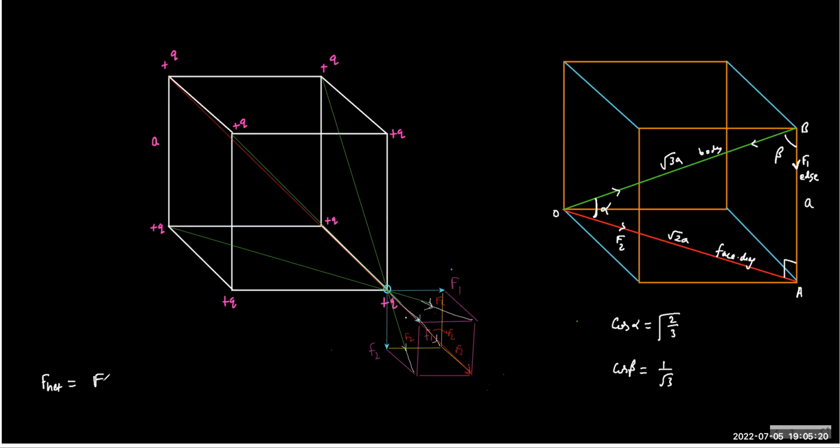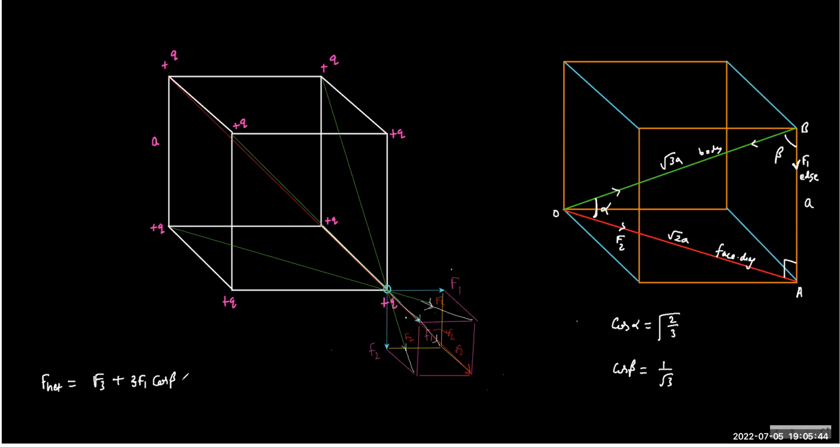The F3 will have no component because F3 will be along the body diagonal itself, plus the F1 will have 3F1 because we have three such values. 3F1 cos beta. Why beta? That is the angle between the edge and the body diagonal, and that is the same for everyone. Although I have shown it for one, it is true for all. Is it clear?